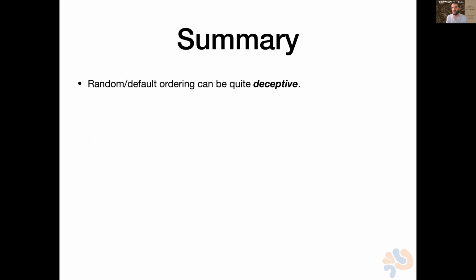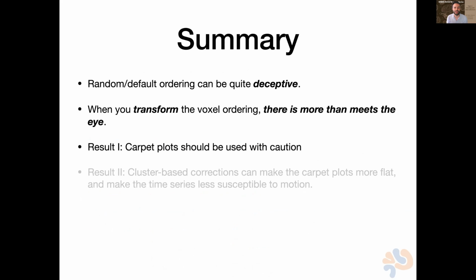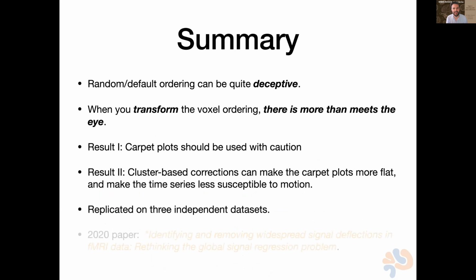Let's go there. So I will say, in summary, it's like a QC talk. But the random ordering, how you order your voxels when you do this large scale analysis, can be deceptive. When you transform the voxel ordering, there can be more than meets the eye. So you should interpret them with caution. We've developed a new technique which can possibly remove all these things.